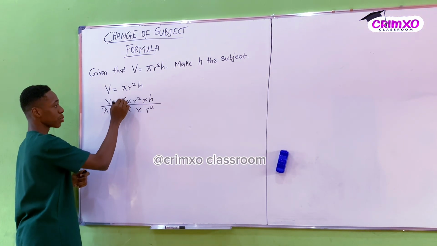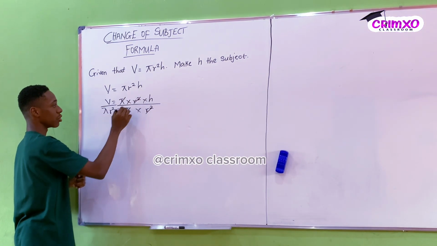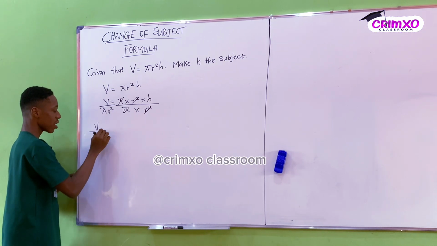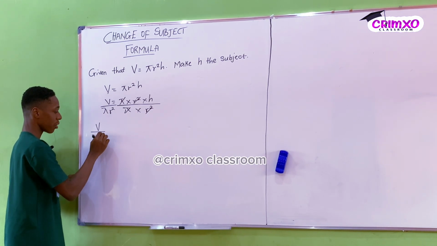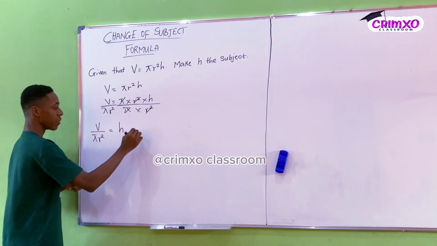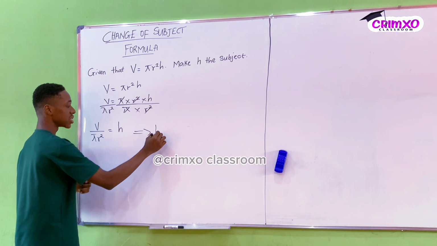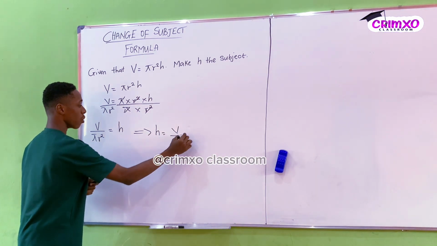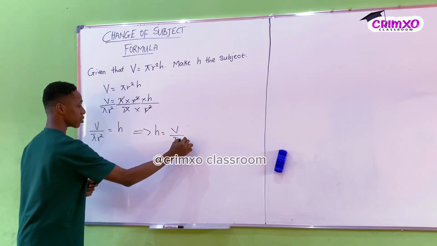So pi cancels pi, r square cancels r square. We are left with V over pi r square is equal to h. This can be rewritten as h equals V over pi r square.